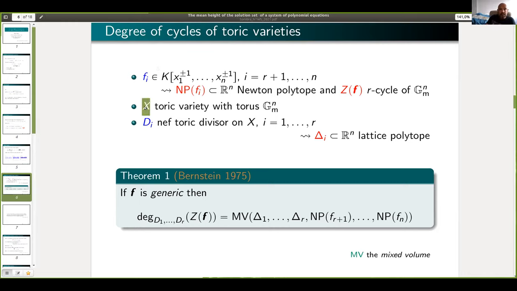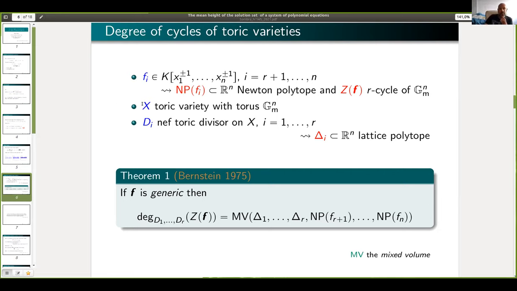Then I will take X, a toric variety with this torus, the multiplicative torus, right? A toric variety is just an equivariant compactification of the torus, okay? It has the property that the action of the torus extends to the whole variety. Well, indeed, sorry, there is something missing here. I should ask for complete. I want a complete toric variety. So you can think of the projective space or the product of projective spaces, or you can think of Hirzebruch surfaces or toric bundles, etc., etc.